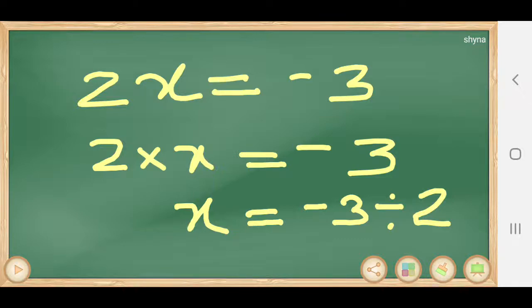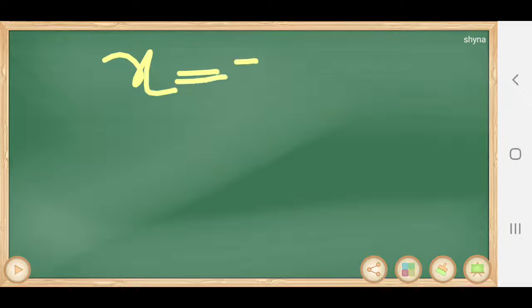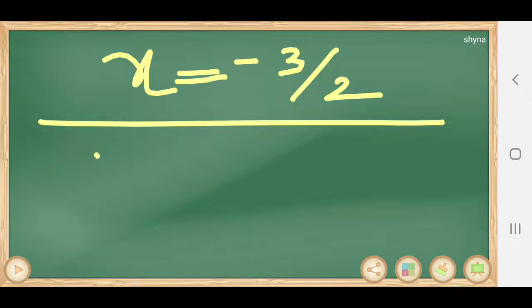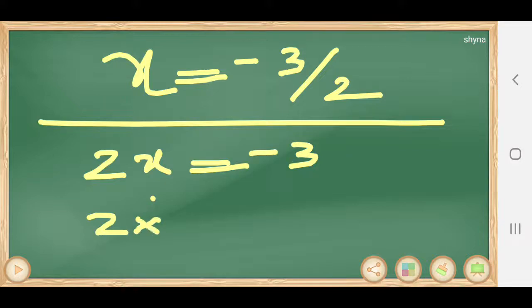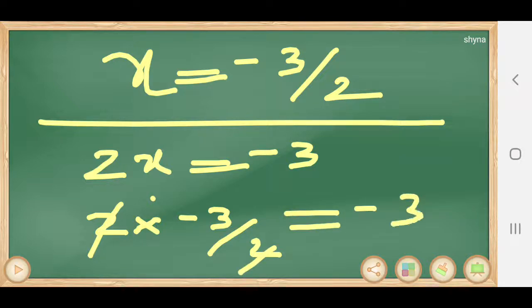So x equal to minus 3 by 2. We can write like this: x equal to minus 3 by 2. We can check whether it is correct or not. 2x equal to minus 3. Then I am giving the value of x. What is 2 into minus 3 by 2? 2 gets cancelled. Yes, we are getting the same answer, minus 3. 2x equal to minus 3. So dear children, again I am telling, while transposing, addition should change to subtraction, subtraction to addition, multiplication to division.